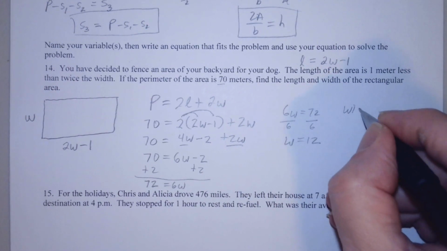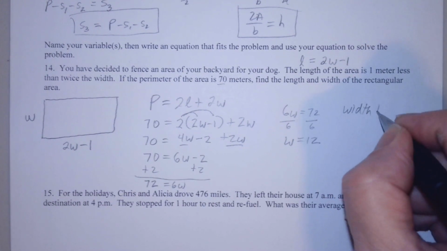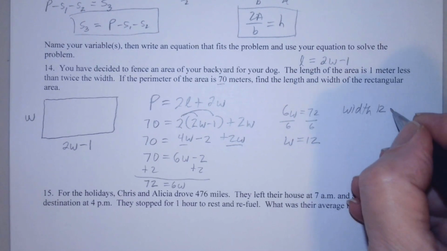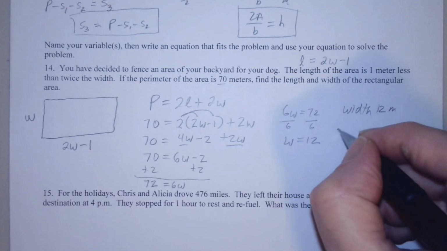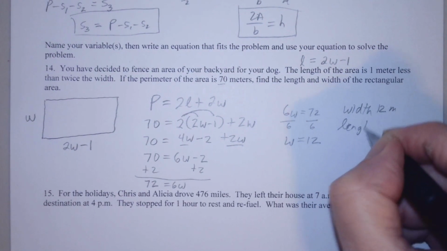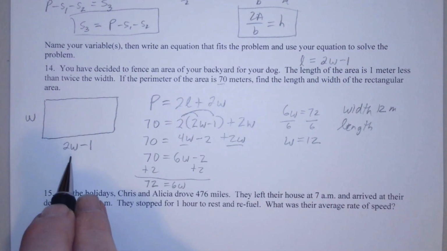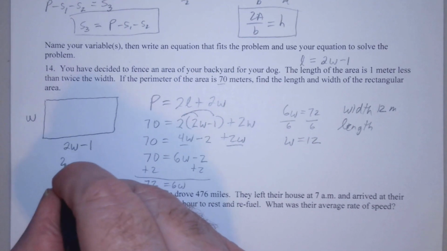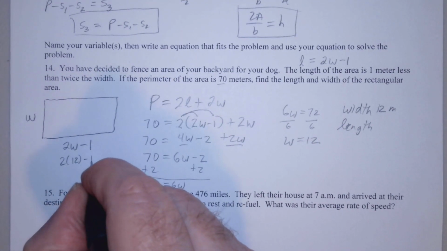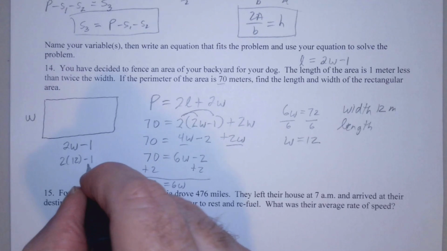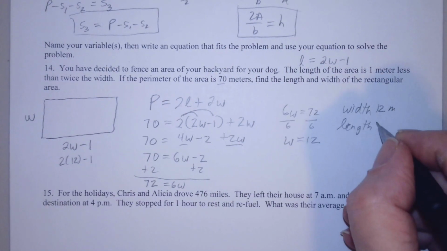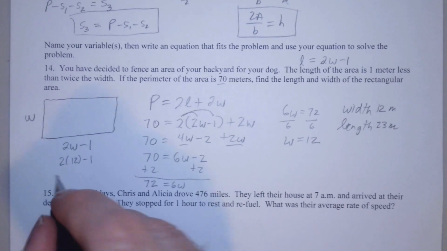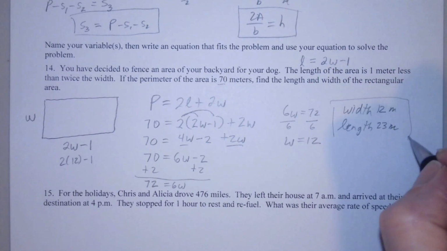So the width is 12. Notice everything's in meters here. And the length, remember it was twice the width minus 1, or 1 less than twice the width, so this will be 2 times 12 minus 1. That's 24 minus 1, which is 23. All right, so this is our final answer.